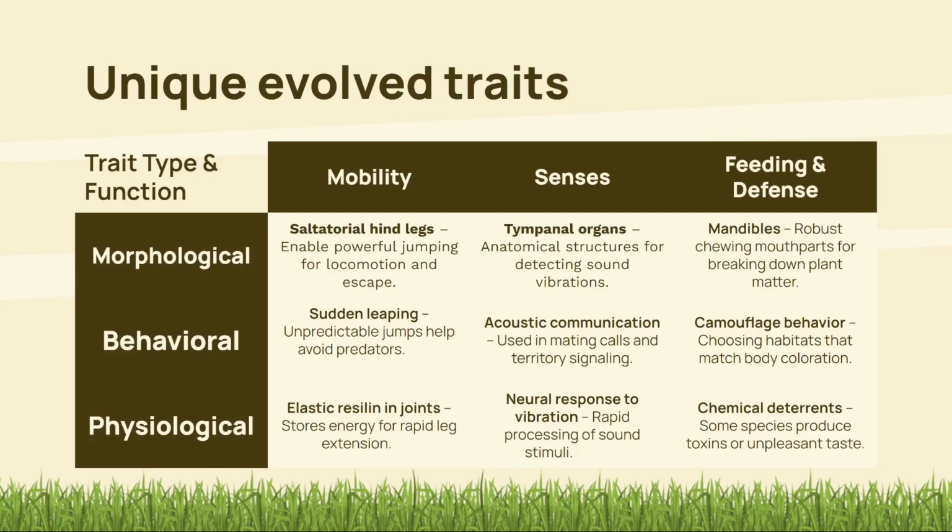And then for the behavioral traits, they have the ability to leap, acoustic communication, and their unique camouflage. And then physiological, they have resilient joints, which are kind of what allow them to jump so far and so quickly. And they also have a neural response to vibration and chemical deterrence. So if a predator was trying to eat them, they would use these toxins to kind of deter predators.